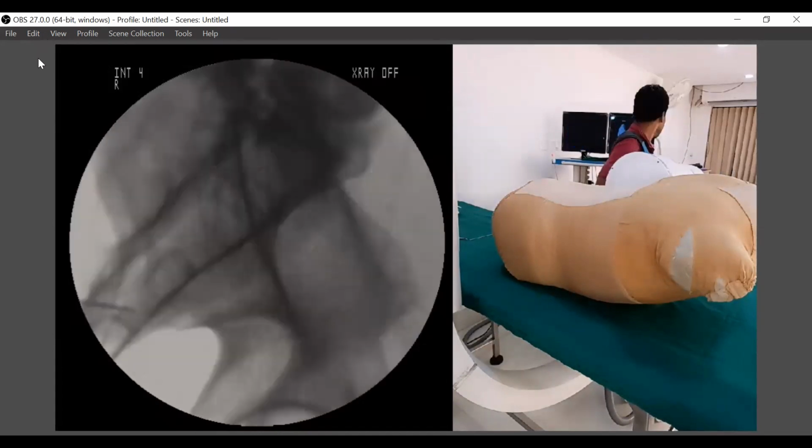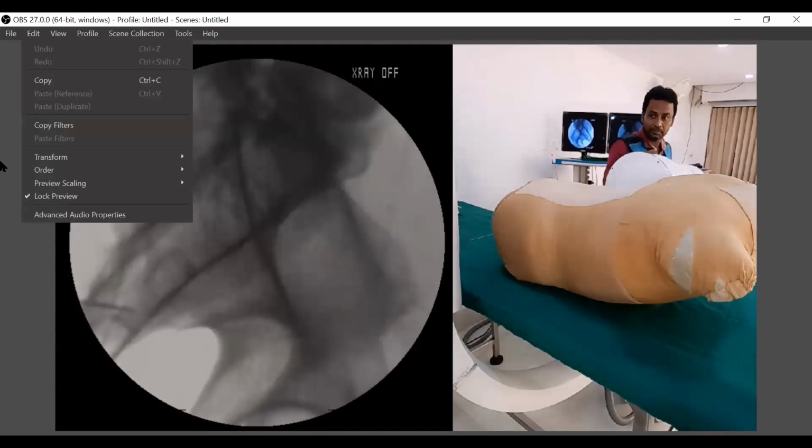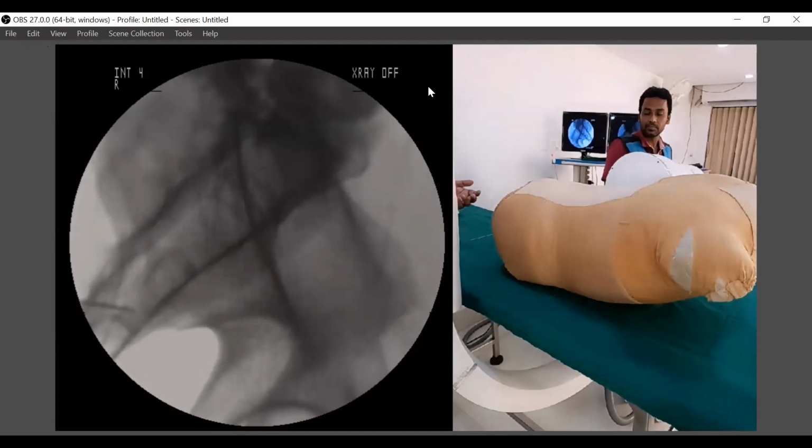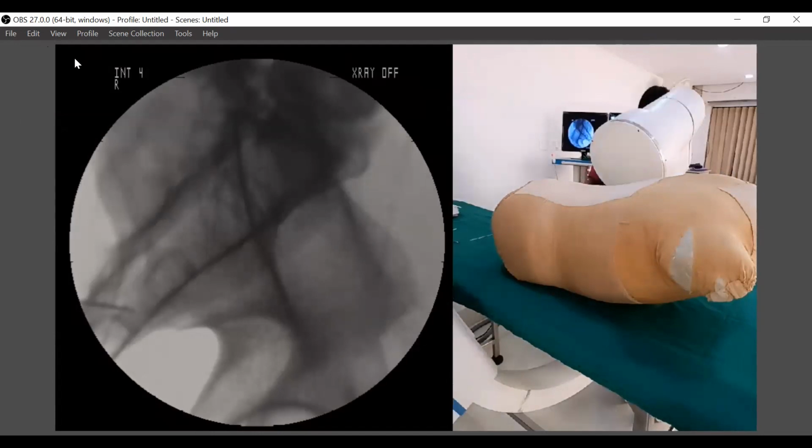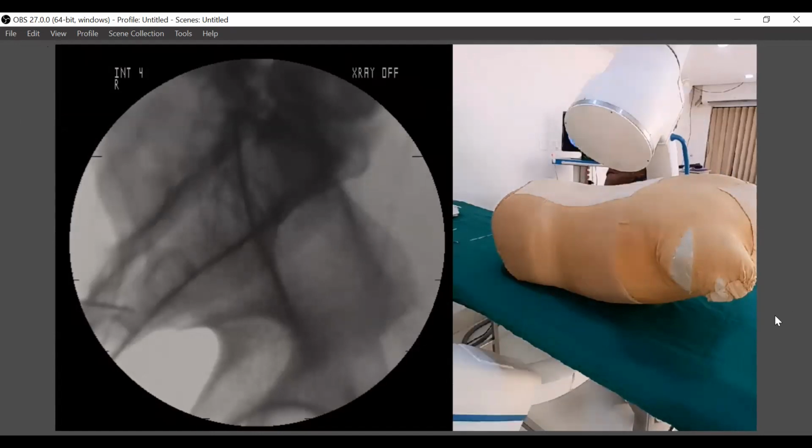Okay, in the lateral view it is very difficult to understand where it is in the SI joint, but I will make it a bit continuous. Under continuous X-ray I will show you that it is in the joint, and you can understand.